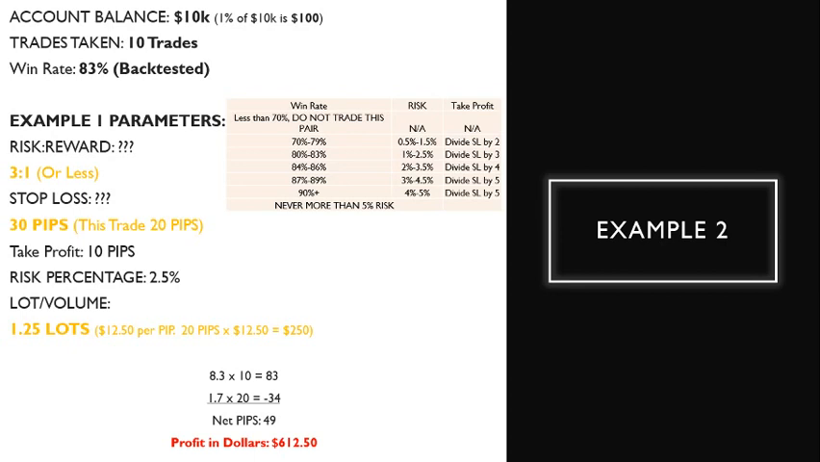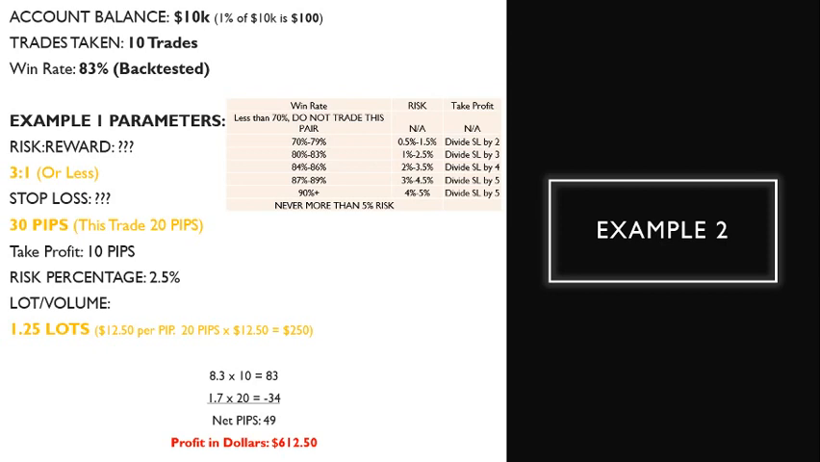So how many winners do we have? 8.3 out of 10 trades, right? Times how many pips? 10 pips. If I took 10 trades for 10 pips each and I won 83% of them, then I won 8.3 of them for 10 pips each. So 8.3 times 10 is 83. Now I lost 1.7 of those trades, and each time I lose 20 pips. So 1.7 losers and 20 pips per loser is negative 34. Well, it's 34, but we're using it as negative. So 83 minus 34 equals 49.